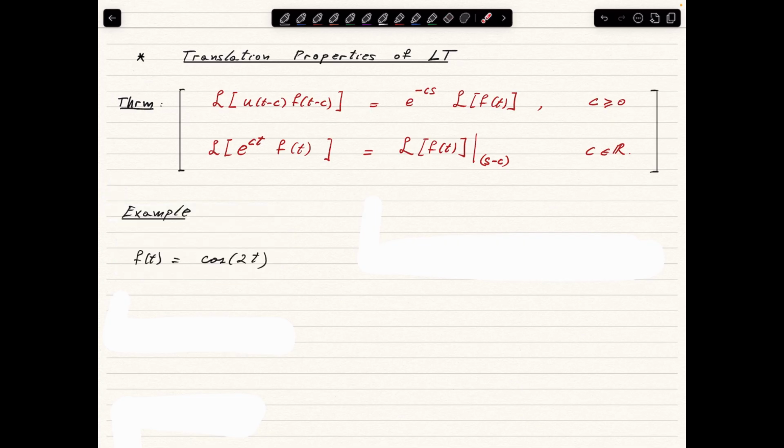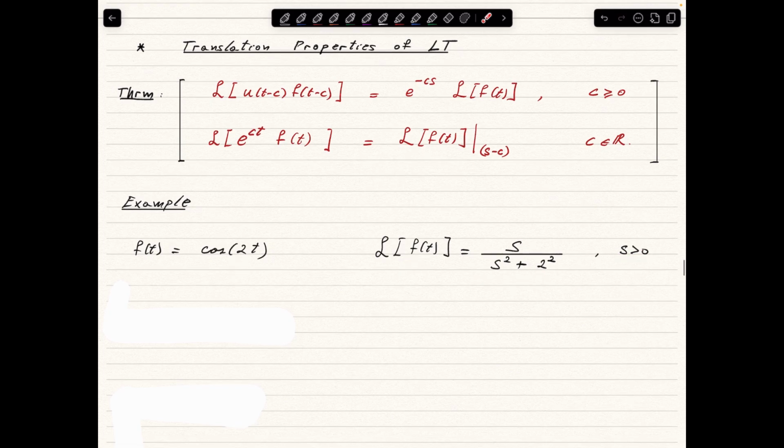Suppose, just to fix ideas, the function we are talking about is a cosine of 2t. So if this function f is a cosine, well, we know what the Laplace transform of f is going to be. It's going to be the Laplace transform of the cosine of 2t, which is s over s squared plus 2 squared, for s positive. Okay. So for that function, how does the first property look?